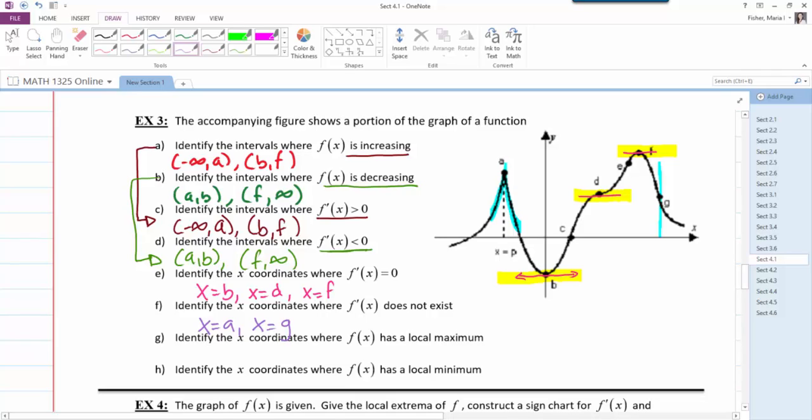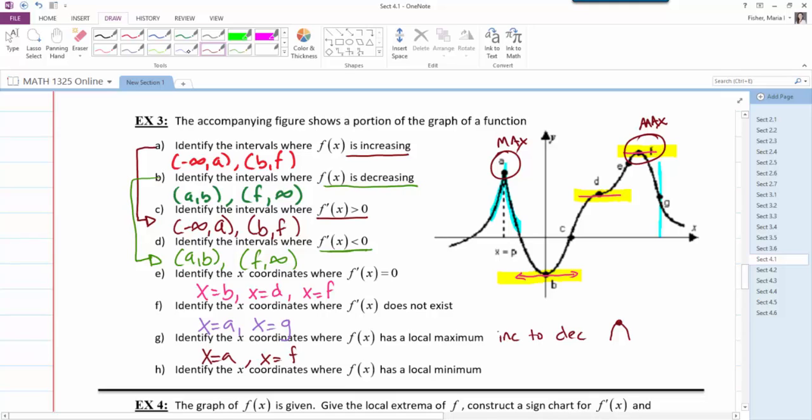And then it's asking me to figure out the coordinates where f of x has a local max. So that's going to be any place. Remember, a maximum occurs anytime you go from increasing to decreasing. So notice here I'm going from increasing to decreasing, so I have a max at A, and then again I'm going from increasing to decreasing here at F, so I have a maximum at F.